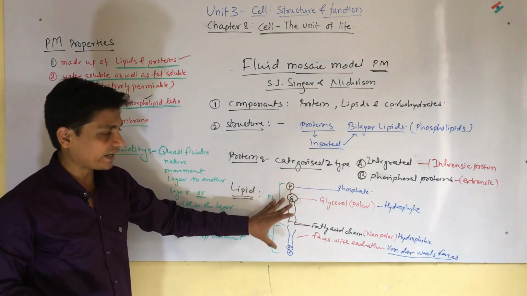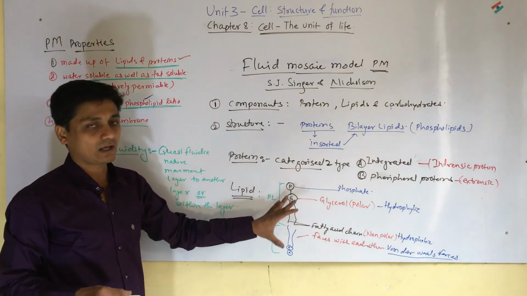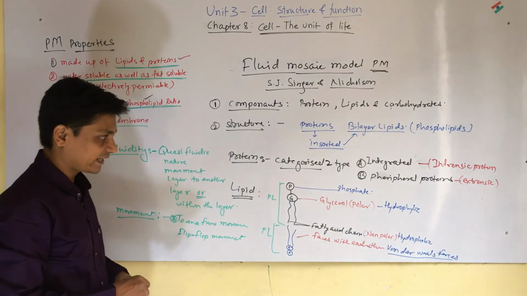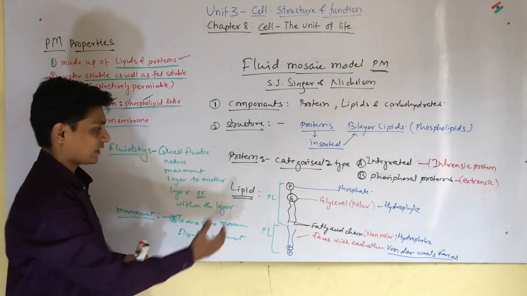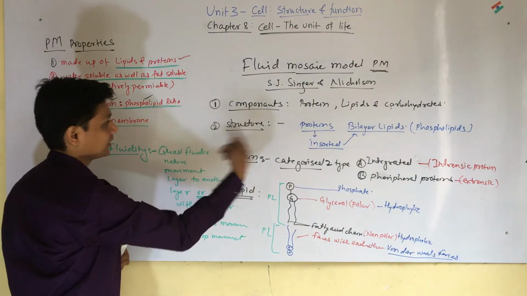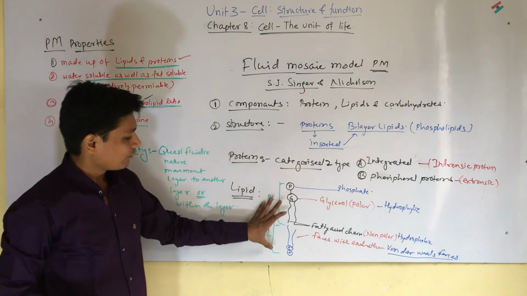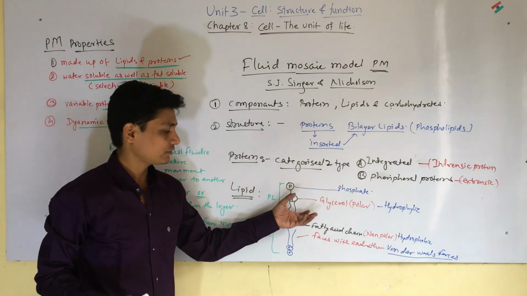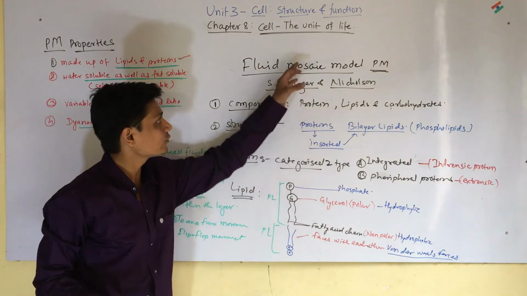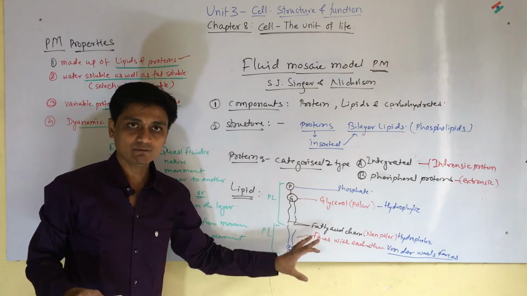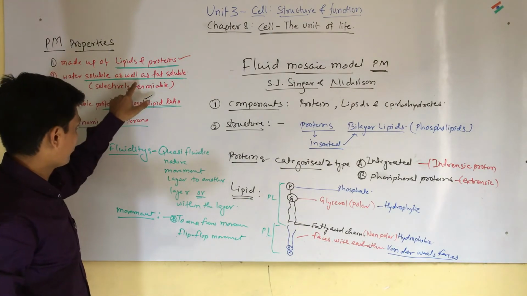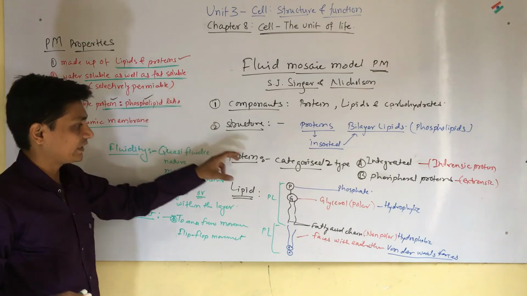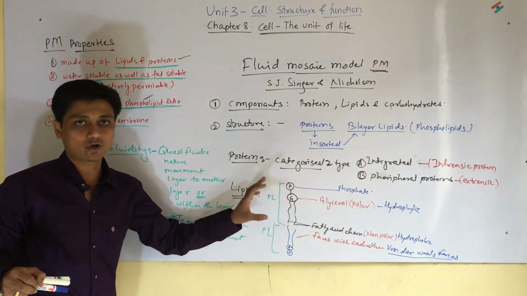Some part remains here which I will discuss in the next video, as this video is becoming very big. When I draw the structure of the plasma membrane according to the fluid mosaic model, then we will see this point, whether water soluble material or fat soluble material can pass through it or not.